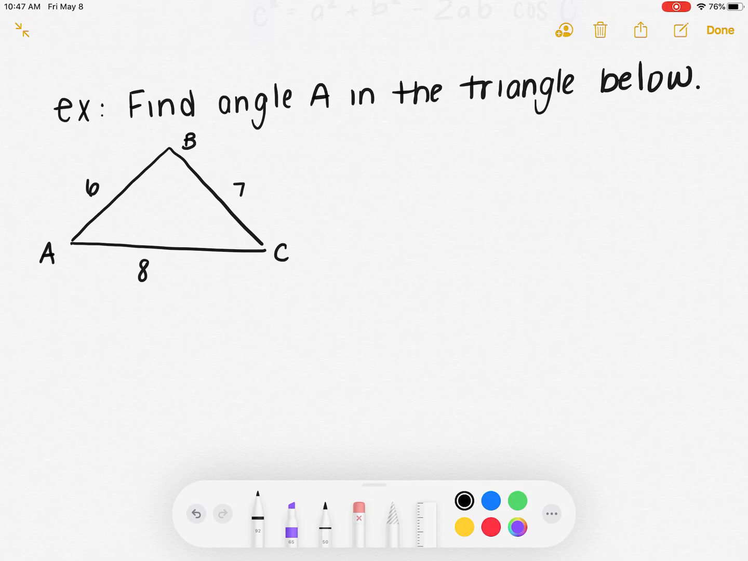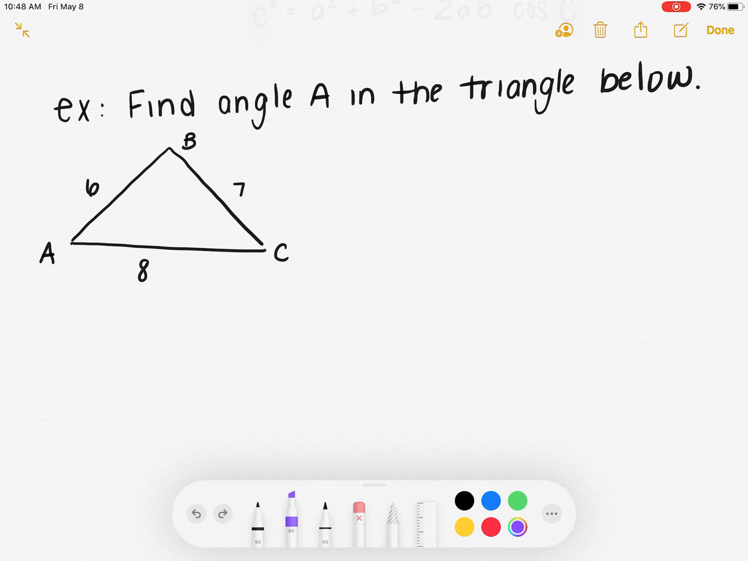Our first example is asking us to find angle A in the triangle below. So first I notice that I have 3 sides, but I don't have any angles. Because I don't have any angles, I don't have a full pair for either A, B, or C, so I can't use the law of sines.